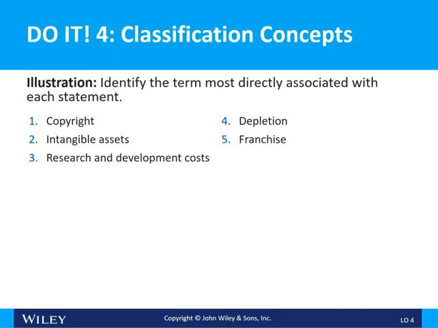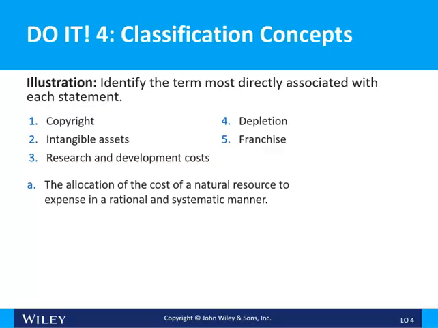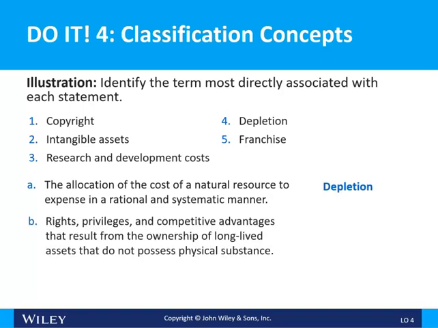So let's look at some classification. Identify the term most directly associated with each statement. Okay. Allocation of cost of a natural resource to expense in a rational and systematic manner. So which of those terms is that definition? It's depletion. The rights, privileges, and competitive advantages that result from the ownership of long-lived assets that do not possess physical substance. It's a mouthful, but it refers to intangible assets.